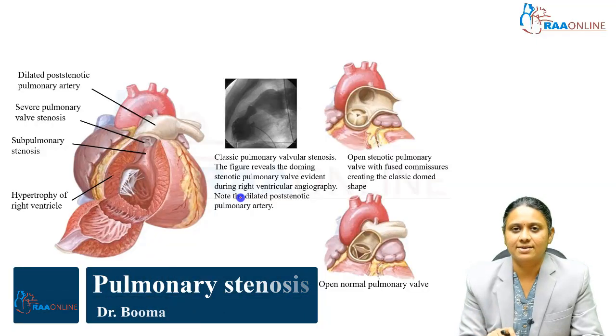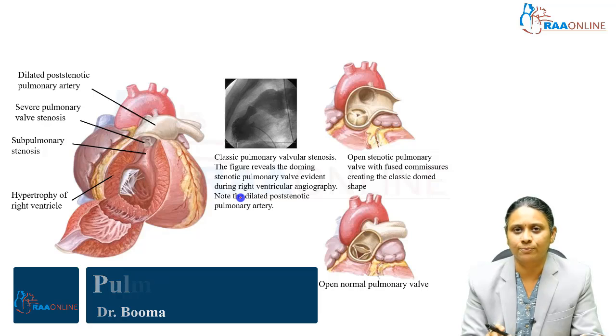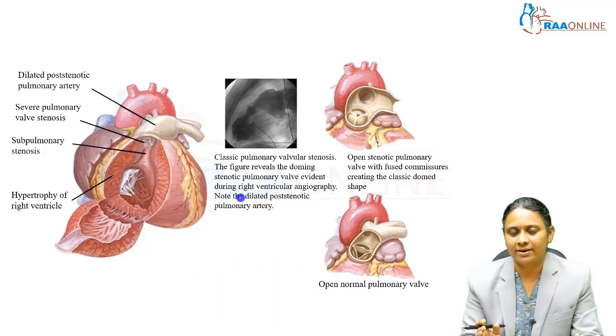So this is a surgical anatomy. Usually the surgeon's view, when we open the sternum, the next structure seen is the RV, because the right ventricle is the anterior-most structure.